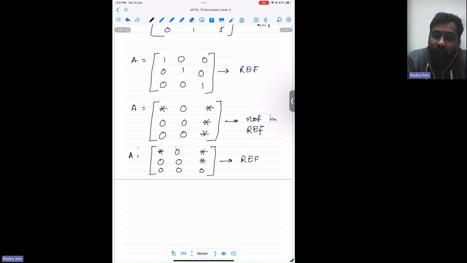So we have to make sure of the first non-zero element of a particular row. We have to first find out the first non-zero element of a particular row. First non-zero element means this is the first non-zero element. Then we have to check whether all the elements below that pivot element are zero or not. If they are all zero, then this is a row echelon matrix. If they are not zero, then it is not an echelon matrix. We have to make it so.